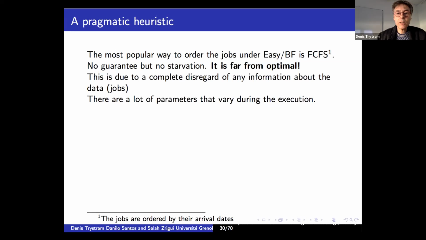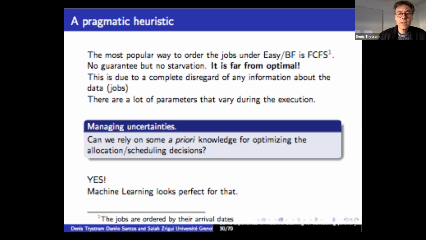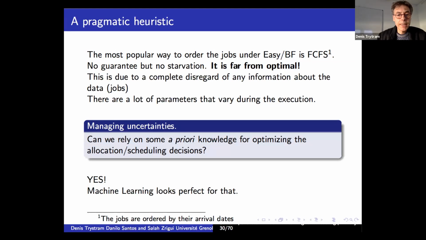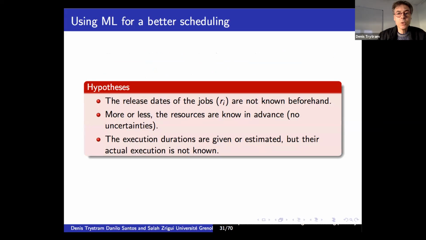Please notice also that there are a lot of parameters that vary during this execution. And now here, we don't know about the real duration of the jobs. We just knew about what was expected. Again, it's an upper bound of the reality. So now, how to manage uncertainties, to better know the habits of the users or the jobs that are submitted? It's possible, yes, and machine learning looks perfect for this task. So let's investigate this.